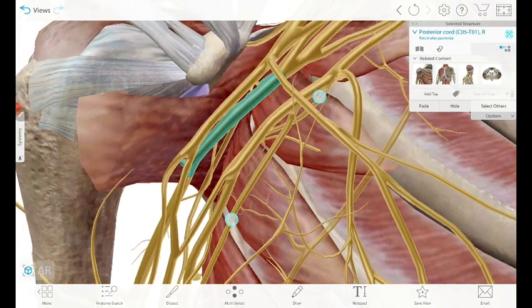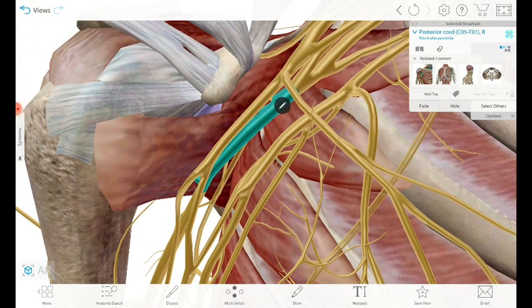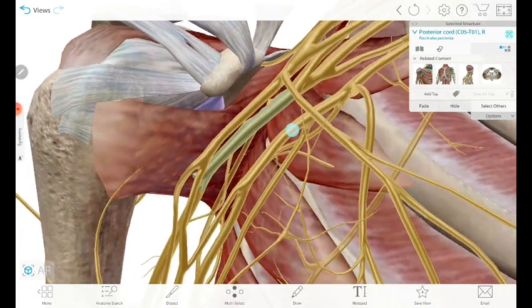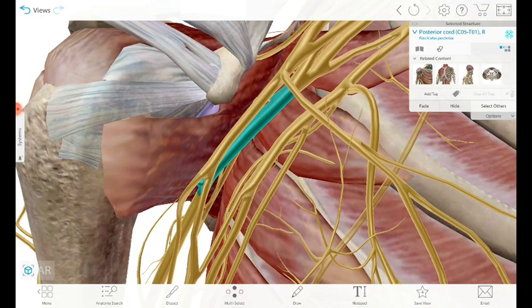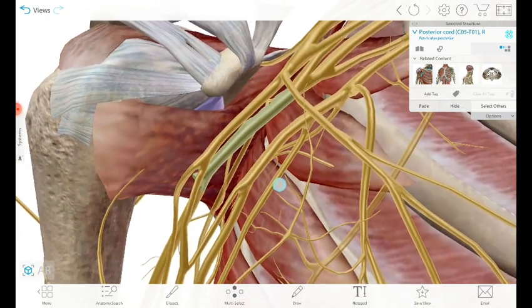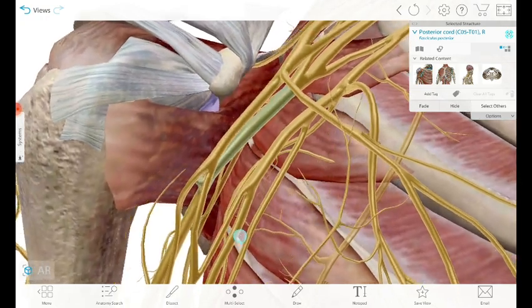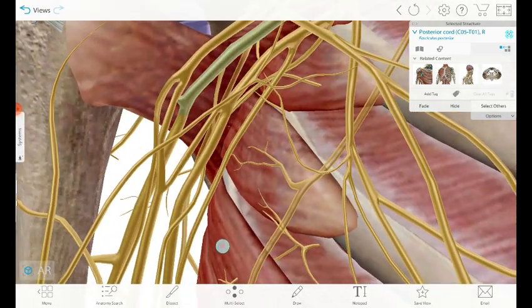So this over here is the posterior cord, and it is called posterior because it lies posterior to the axillary artery. I have removed the axillary artery now, but if it were present, it would be present just anterior to this. And the branches of the posterior cord are remembered by the mnemonic ULNAR. From U we have the upper subscapular nerve, from L the lower subscapular nerve, from N the nerve to latissimus dorsi, from A the axillary nerve, and from R the radial nerve. So now let's trace the branches of the posterior cord.